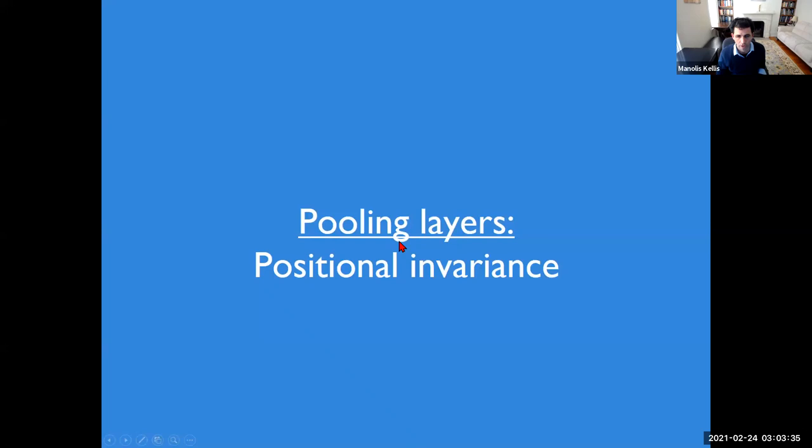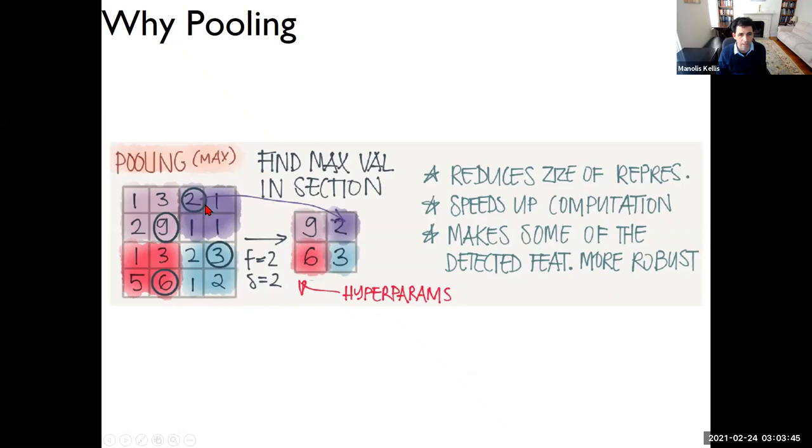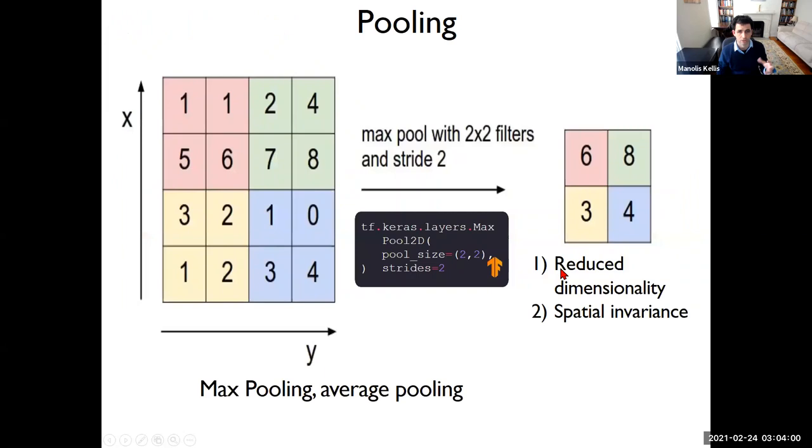The next concept we talked about was the pooling layers, and that gives us positional invariance. What pooling allows you to do is basically find the maximum value in some kind of section. It reduces the size of the representation, it speeds up the computation, and it makes some of the detected features more robust. That's basically knowing that I detected something anywhere within that patch of image is all I need to know. And then I can take an action that's based on having detected something anywhere.